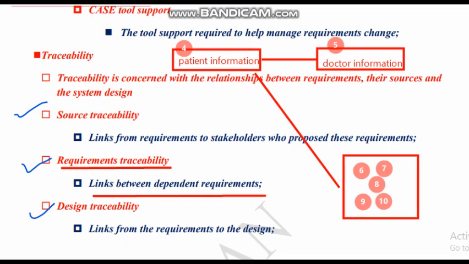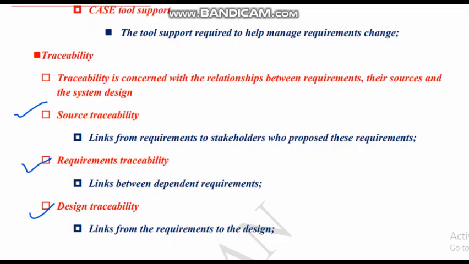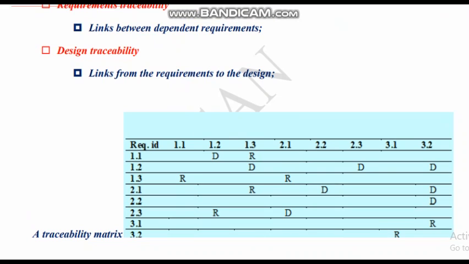So design traceability is nothing but finding out the relationship, the links between this requirement and design. So what kind of design is going to be established on this requirement set? Is it clear? All right. So please go through that. This is very, very important. Requirement management planning is asked so many times in the examination. So that is design traceability.